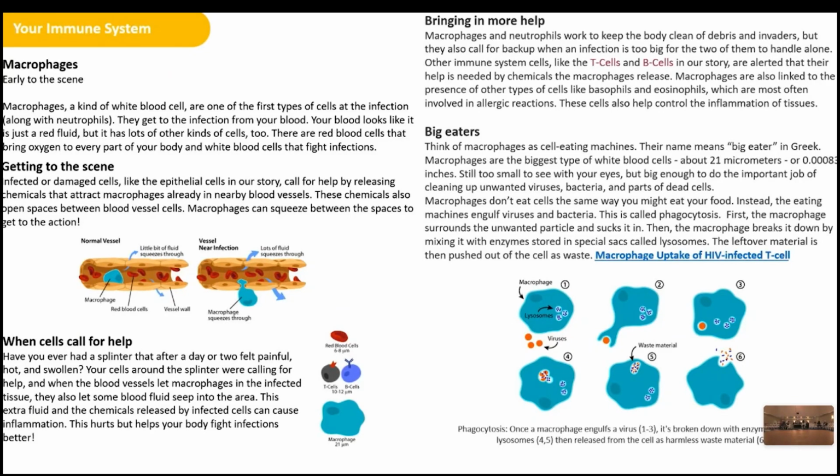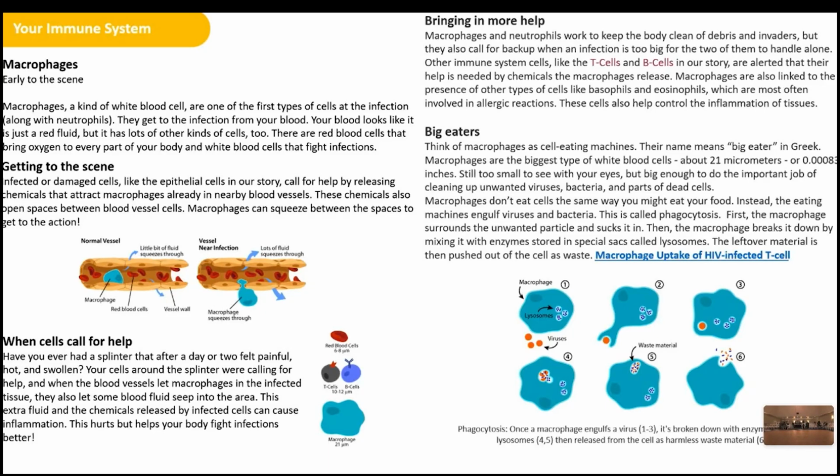Macrophages and neutrophils both work to keep your body clean of debris and invaders, and they'll also call for backup when an infection is too big for them to handle by themselves. And that's where T cells and B cells will come on in, and we'll talk about those. One interesting thing about macrophages: their name actually means big eater in Greek.